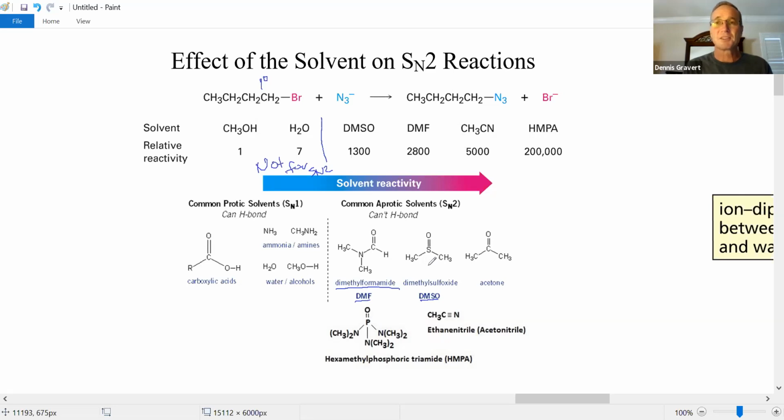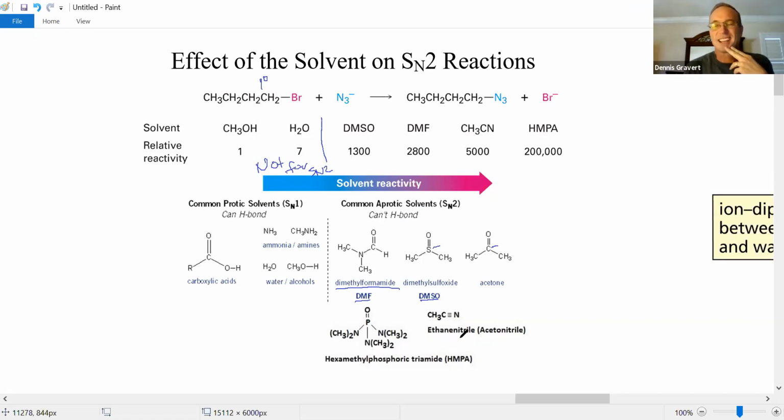Acetone has a similar structure to DMSO, dimethyl sulfoxide. Just change the sulfur to a carbon, and that's acetone. Ladies, you know acetone is nail polish remover. That's a great solvent, and it's not only for removing nail polish. It's not listed up here. It's also a good solvent for Sn2 reactions.